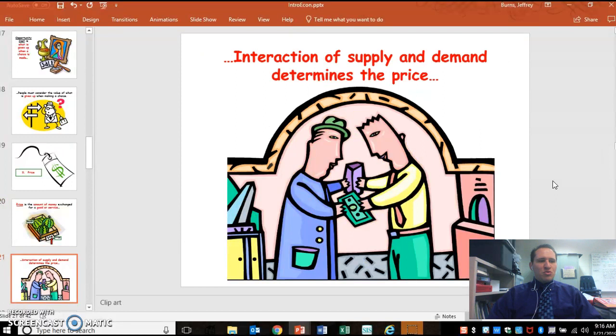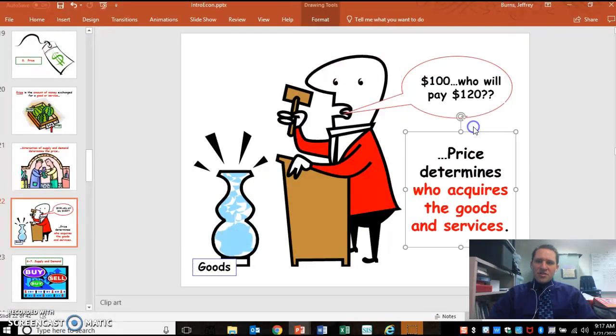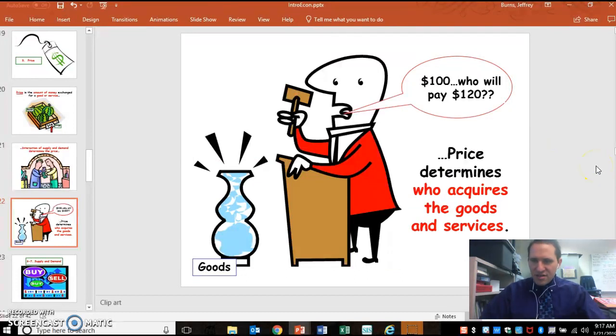All right, on the two lines there, this is what you need to write. The interaction of supply and demand determines price. We're going to talk about supply and demand, and there's going to be something called the equilibrium price, where the market agrees that this is the price at which businesses can make money and be happy while customers will still buy things and still be happy and satisfied. Price determines who acquires the goods and services. So the more expensive something is, the more likely someone with more money will be able to buy it. If something's more expensive, you're going to have people who make more money buy those things. That's just how it goes.